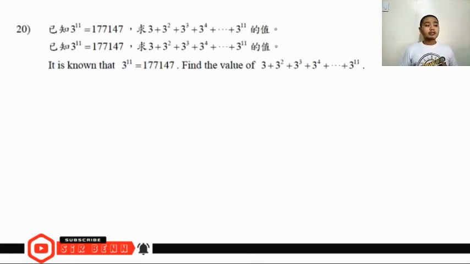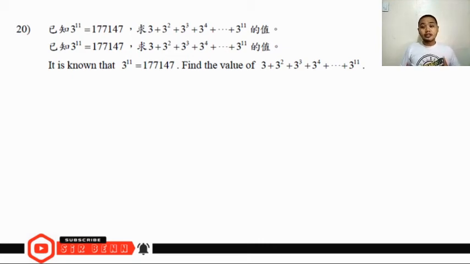Down to our last question. It is known that 3 raised to 11 is equivalent to 177,147. Find the value of 3 plus 3 raised to 2 plus 3 raised to 3 plus 3 raised to 4, until we reach the last term, 3 raised to 11. This problem can be solved if you encounter the sum of a geometric sequence.